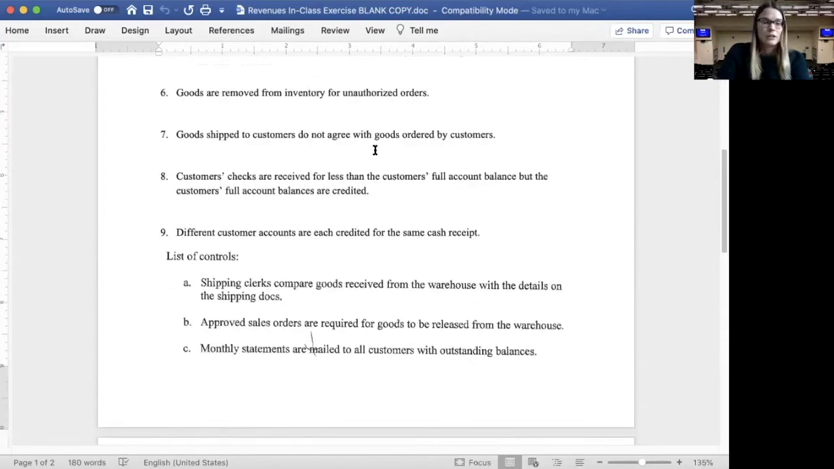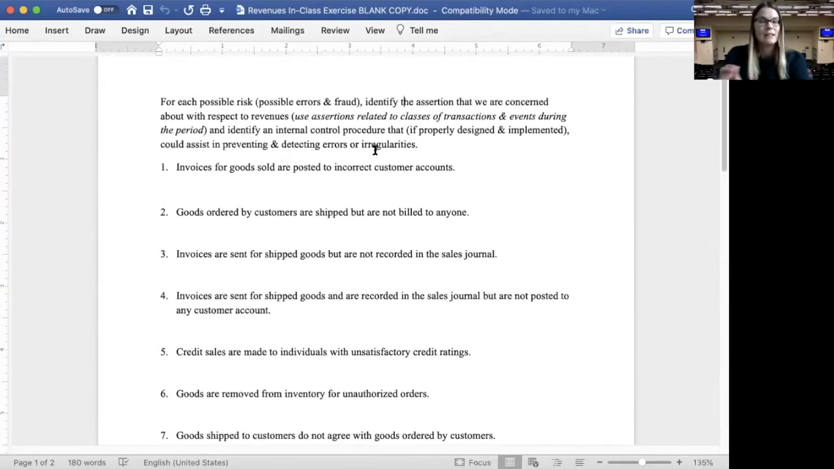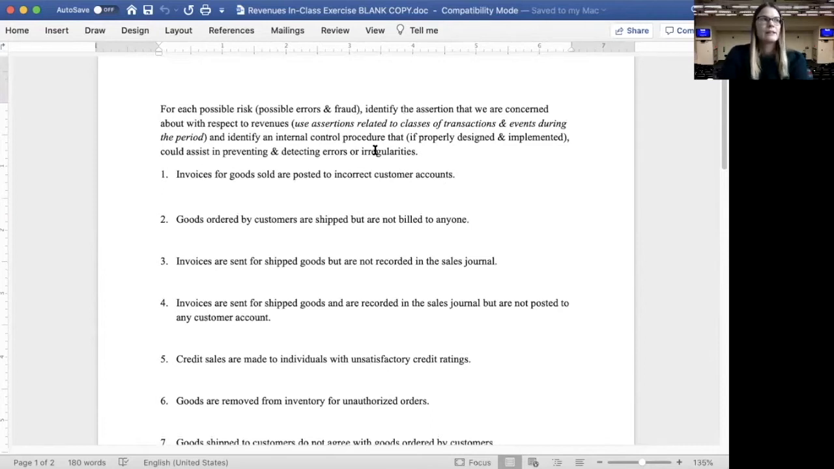Now, Control C is definitely a lazy man's control because it relies on the customer to do the work for you. So it's kind of imperfect, and it's not the most timely control either, because you are waiting to get that feedback from your customer. You may only send out these statements once a month. So not terribly timely and relies on the customer. So not the best control, but it would get the job done.